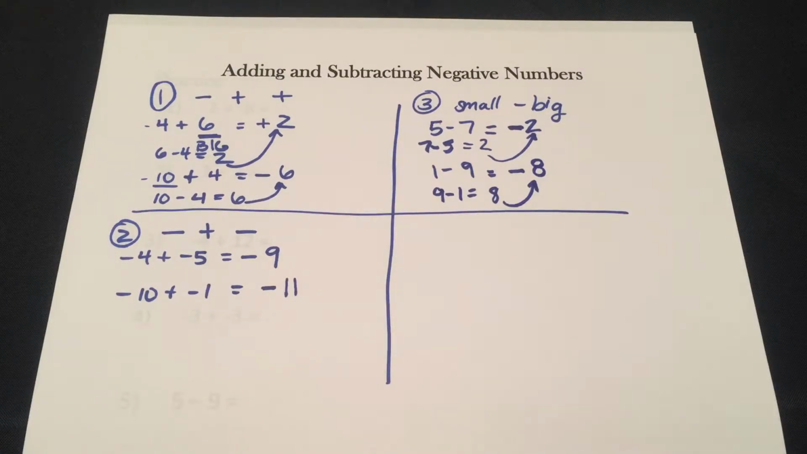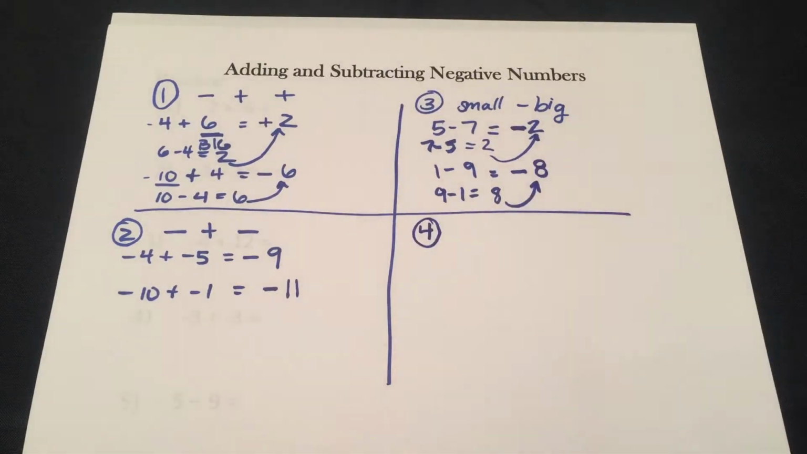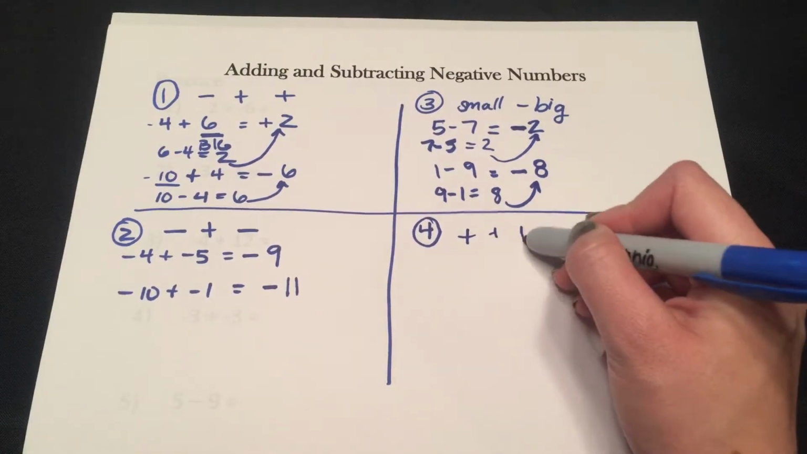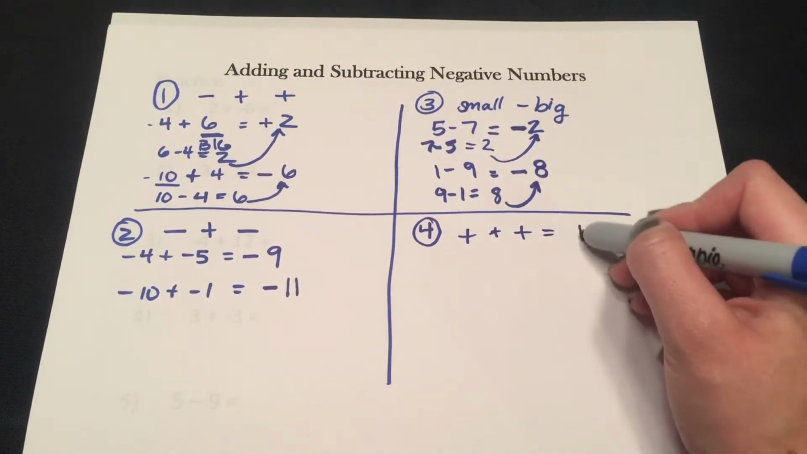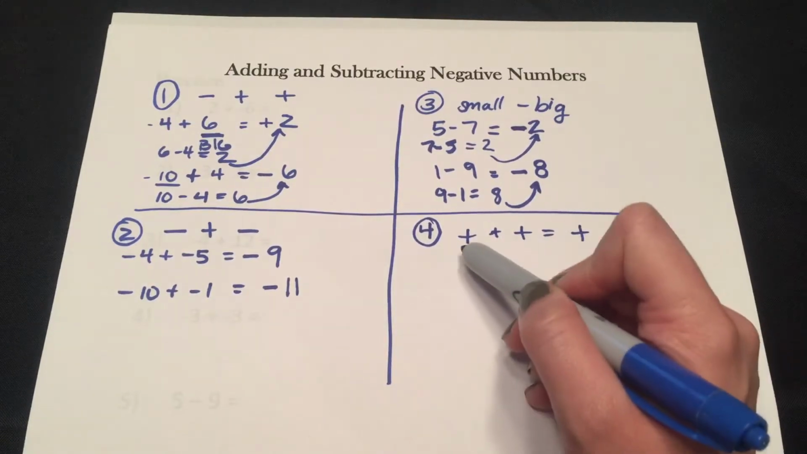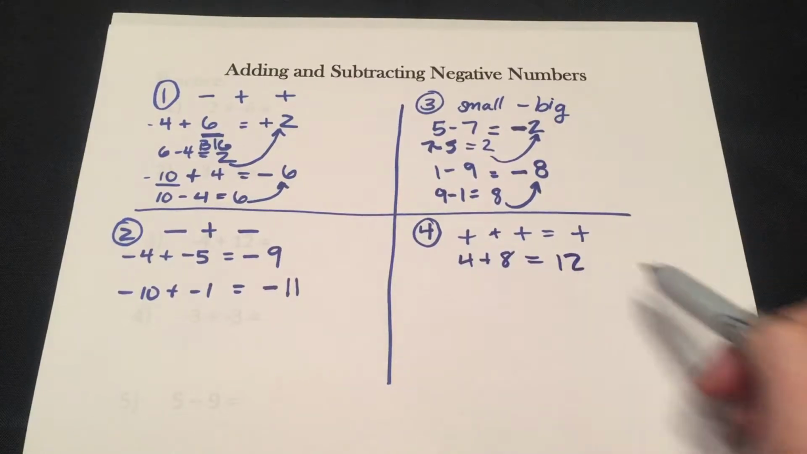Now the fourth set is most of my students' favorite because it's one that you probably already know. And the fourth situation is where we have a positive number plus a positive number, which will always get us a positive number. Positive plus positive gets us a positive. Things like 4 plus 8 gives us 12.